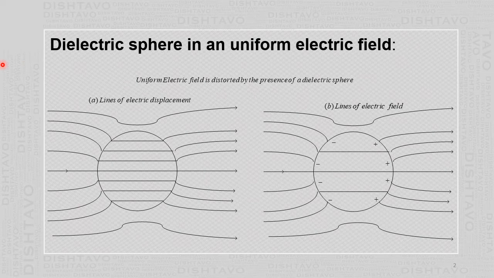But there is a difference when a metallic sphere is kept in a uniform electric field and when a dielectric sphere is kept in the uniform electric field. We have seen that when a metallic sphere, that means a conducting sphere, is placed in the uniform electric field, then inside the conductor the electric field becomes 0. So the field is there outside, which is distorted. But when a dielectric sphere is kept in the uniform electric field, inside the field gets reduced. It does not become 0, but the field gets reduced. And that is what is shown here.